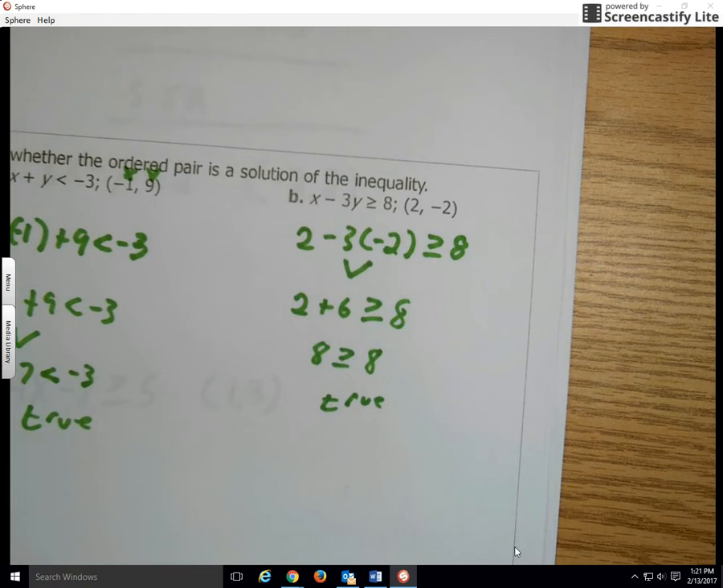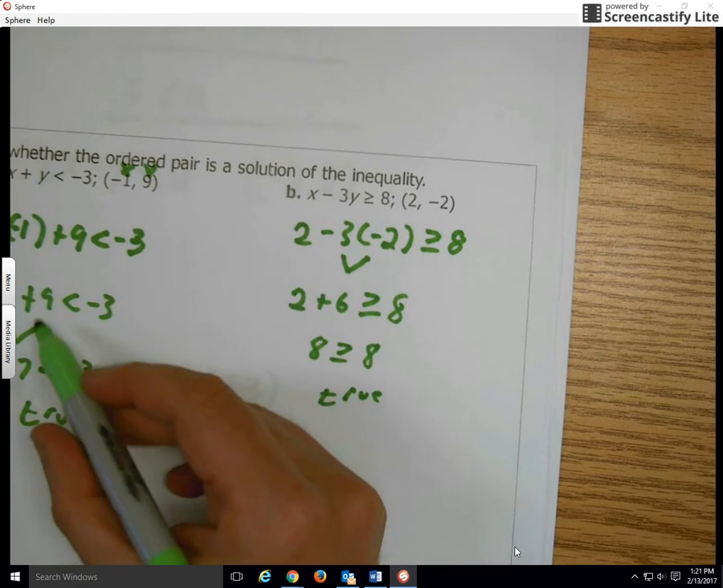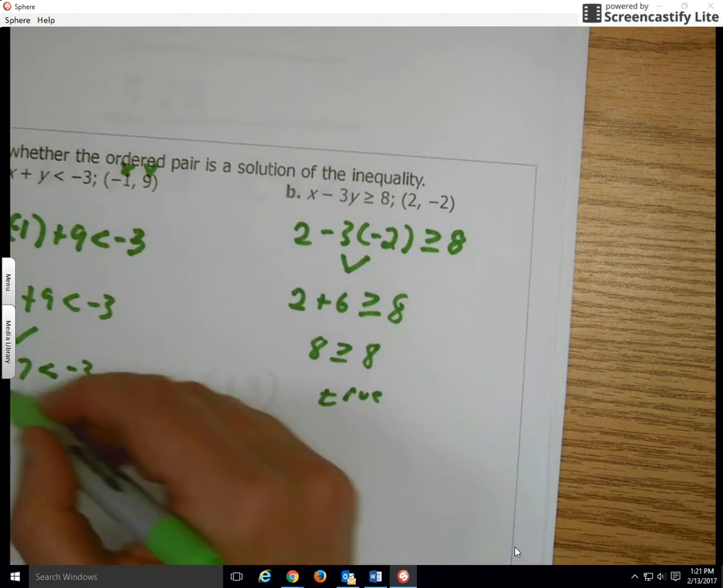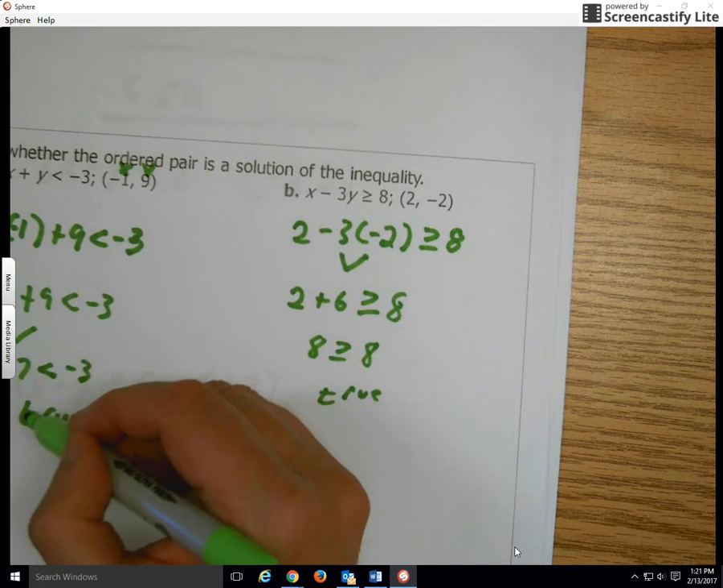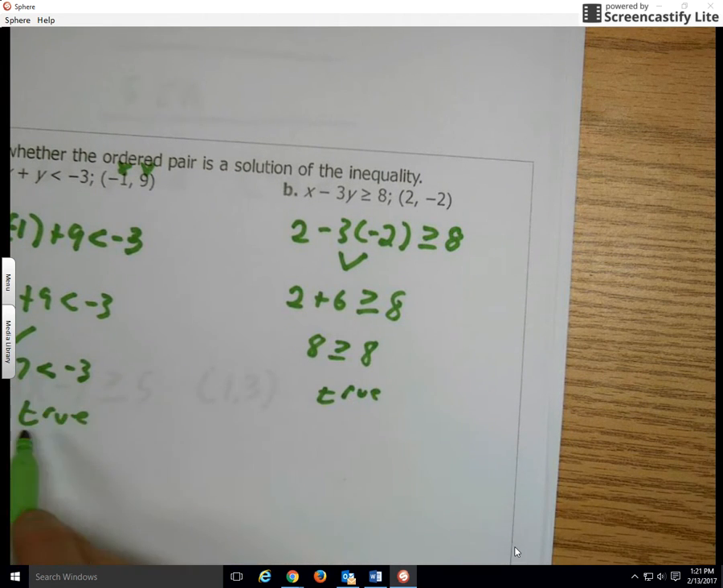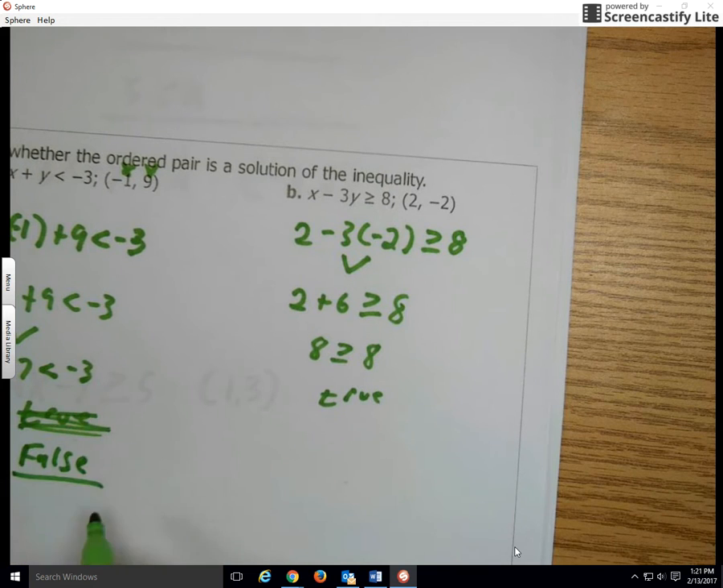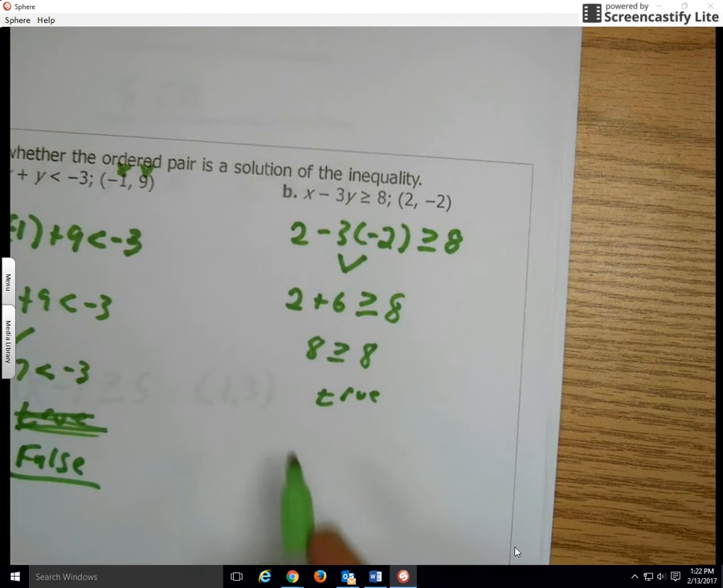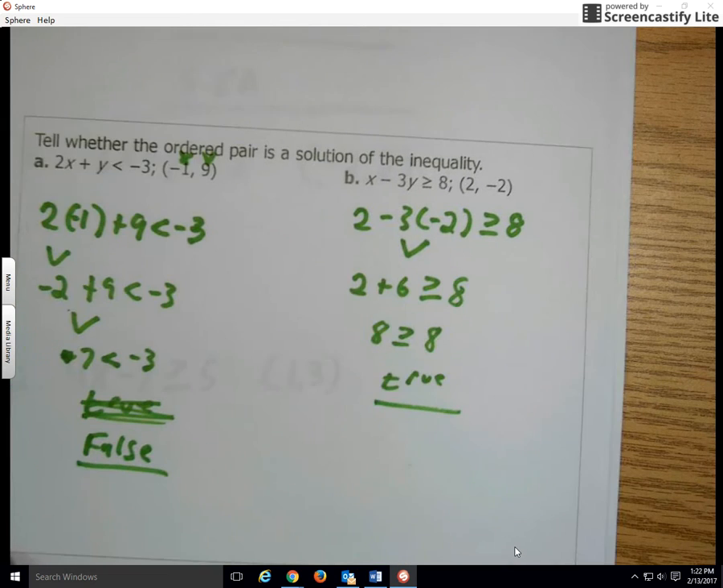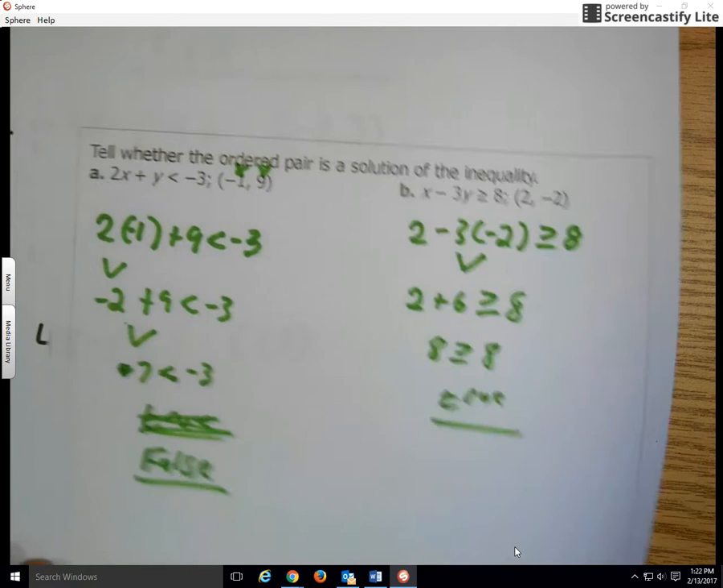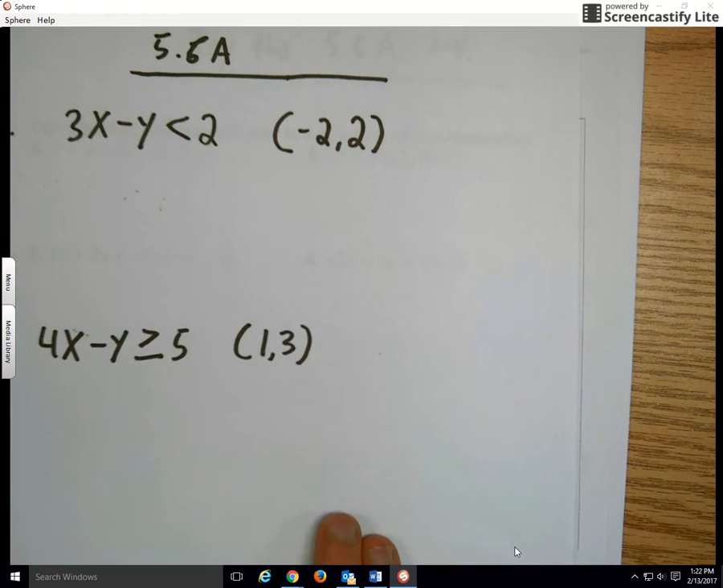Oh, wait a second. Let's look back at this one again. A negative 2 plus 7 plus 9 is not negative 7. That's a positive 7. And is a positive 7 less than 3? No. So that should be false. Sorry for the mistake there. Positive 7 is greater than 3. That would be false. Whoops. Okay. Let's keep moving on. That's what I do when I make a mistake.